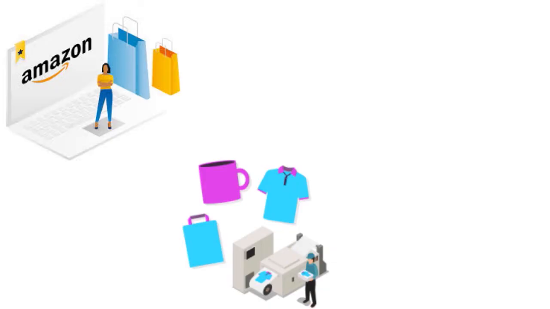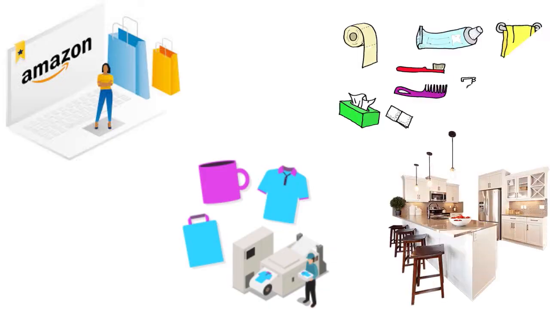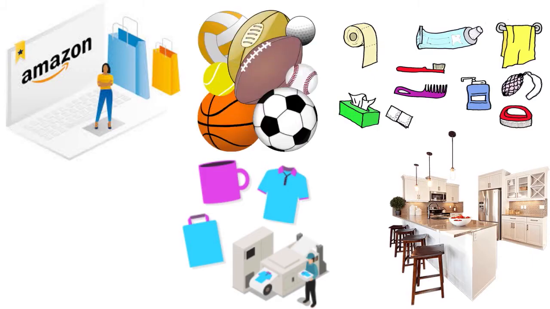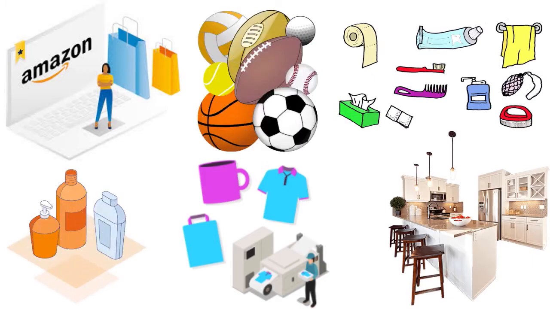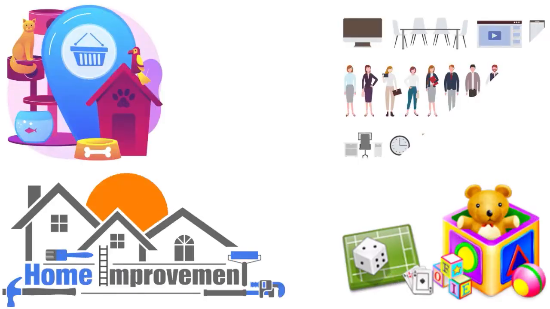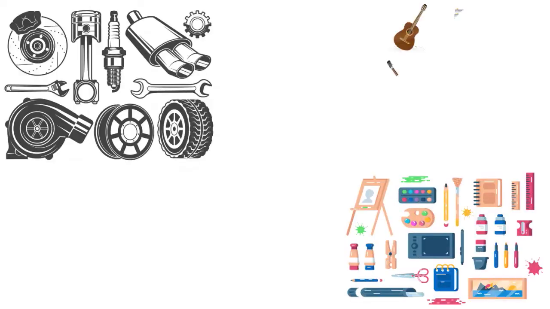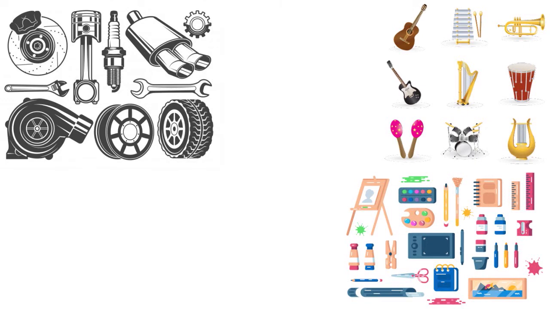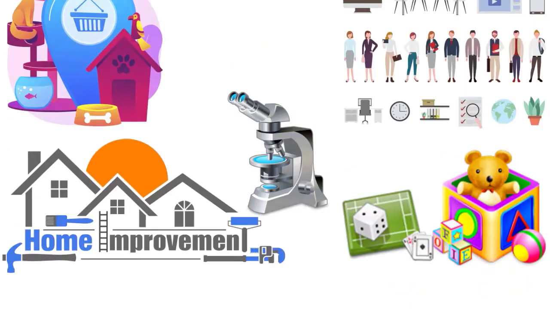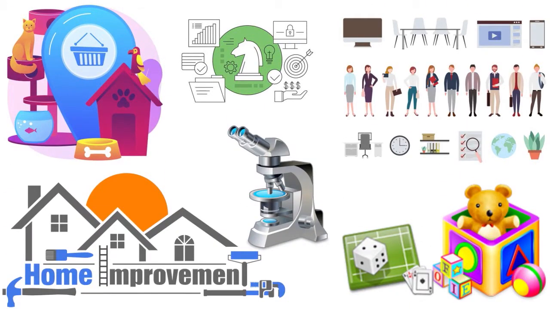Okay, so you have high demand product categories on Amazon that include home and kitchen, health and personal care, sports and outdoors, and beauty. Medium demand product categories on Amazon, you have toys and games, pet supplies, home improvements, and office supplies. And what about the low demand product categories? Industrial and scientific, automotive, arts and craft, and musical instruments. It's very important for you to know exactly what works for you and what works for the niche that you're in, okay?